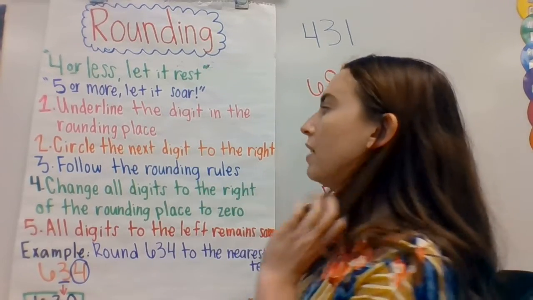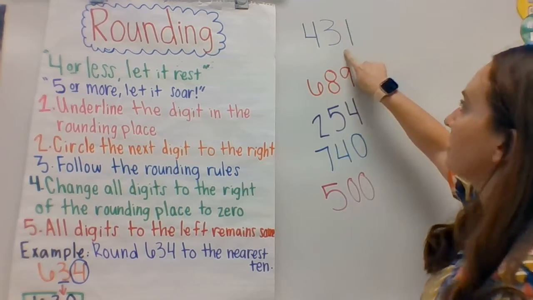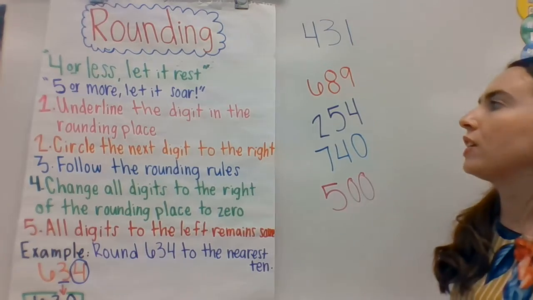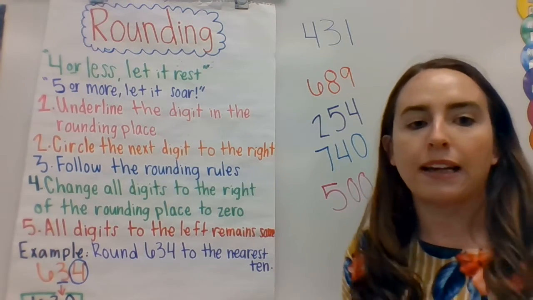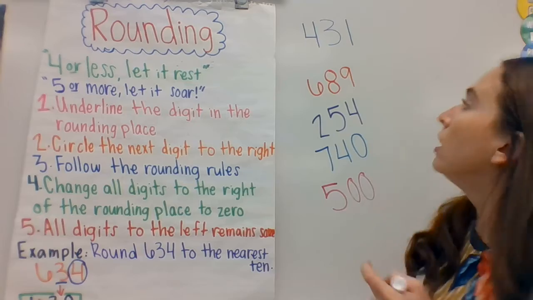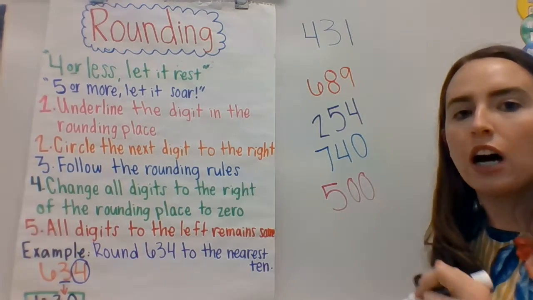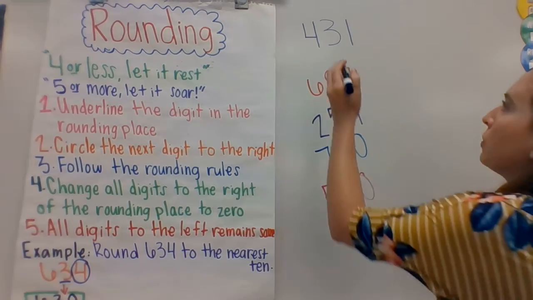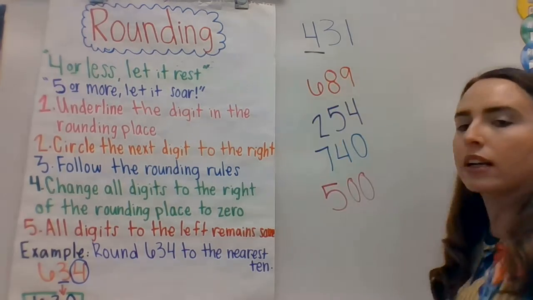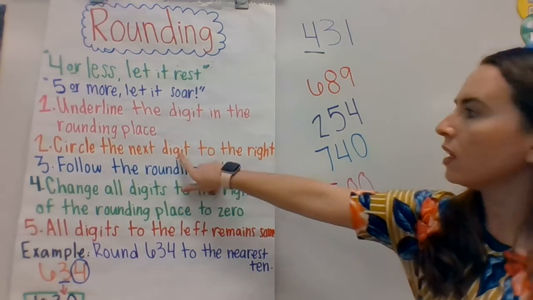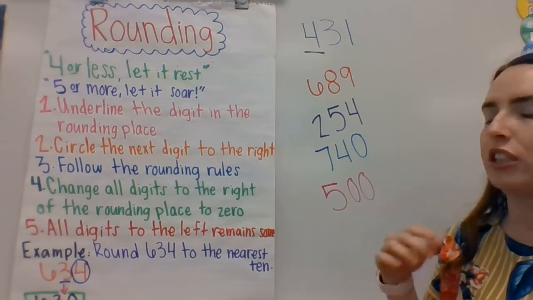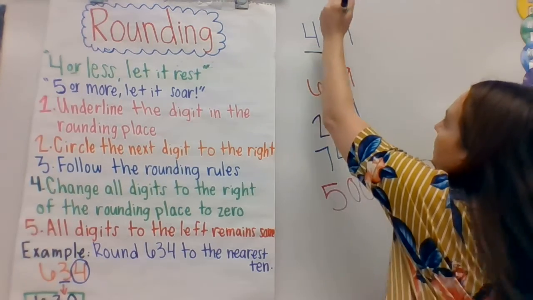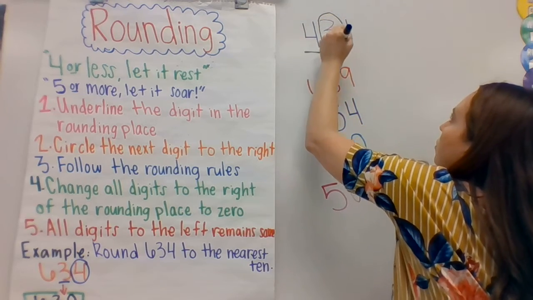So the first thing you're going to do with a number, and I'm going to use this example up here, 431, is underline the digit in the rounding place. So if you're rounding to the hundreds, you're going to underline the digit in the hundreds place. So with the number 431, you would underline the 4 because that is in the hundreds place. Step 2 is circle the next digit to the right. So the digit next to the 4 is the 3, which is in the tens place. So I'm going to circle that.